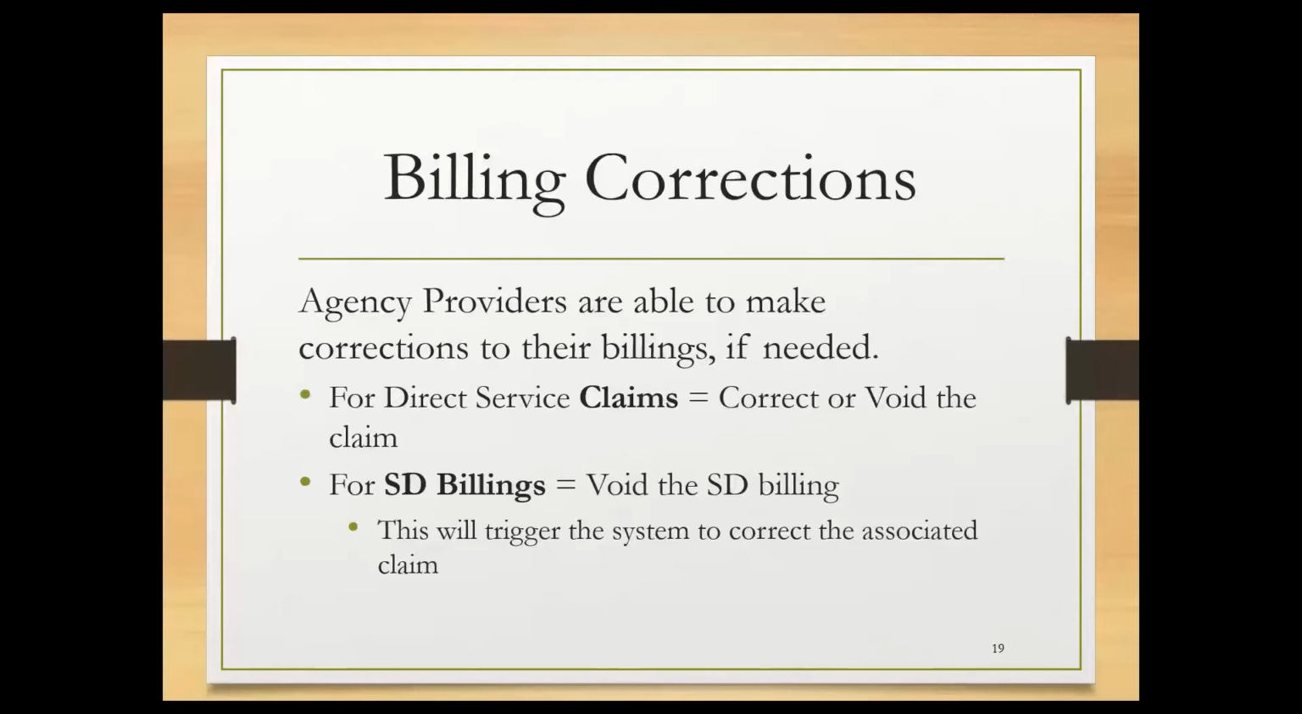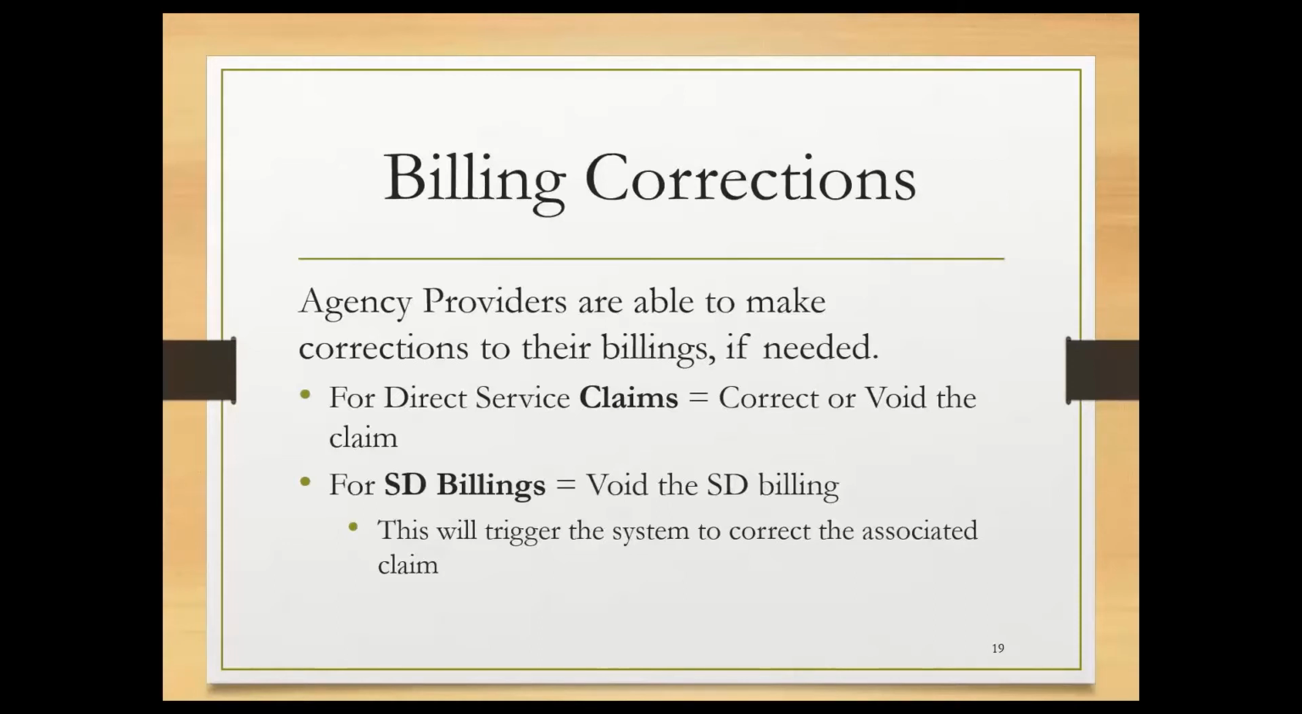if needed. So for direct service claims, like for group home services or supported living, the provider claims manager has permissions to correct or void a claim and then submit a new one or adjust it to reflect the corrected information, and then those new claims will get reprocessed.